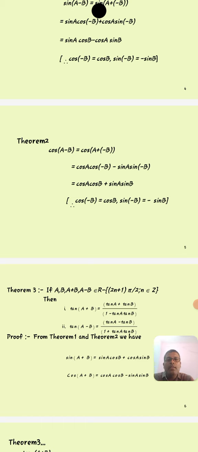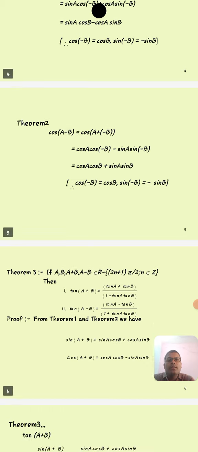The same condition applies here also. Cos of minus theta is always cos theta, so cos of minus b is equal to cos b. That is equal to cos a into cos b plus, minus into minus plus. So sin of minus b is always a minus sign, so minus into minus again is plus. So cos a cos b plus sin a sin b.